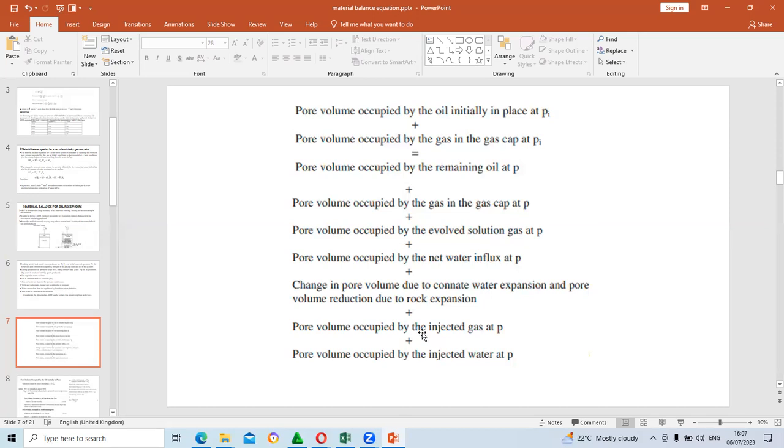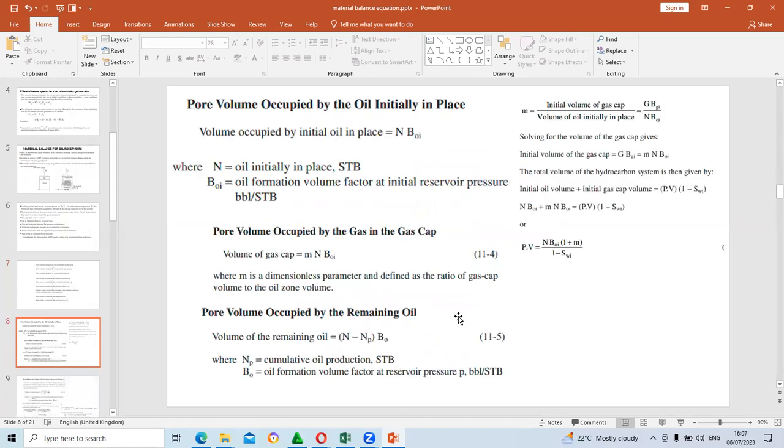So we have pore volume occupied by injected gas, if at all there is gas injection. Then we have pore volume occupied by the injected water, if at all we have water flooding activities. Now we are going to look at each of them briefly. We are not going to spend a lot of time on them because I said the final formula is very, very complex. Nobody will expect you to go and memorize that final formula.